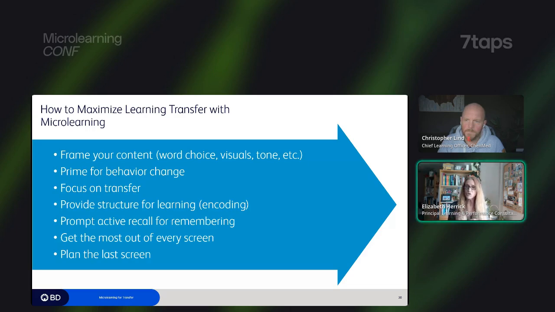What could you do to provide a structure for the learning in advance, again, so that they can better encode what they're learning? And then prompt that active recall afterwards so that they'll remember it. And then check all your screens to make sure you're getting the absolute most out of every screen, to be as efficient as possible. And then plan that last screen carefully, because of the recency bias. People really do remember that last screen. So you don't want it to be a throwaway, like a thank you or something. Make it an action, make it something really important that you want to leave them with. So that is the extremely micro, fast version of everything I have there.